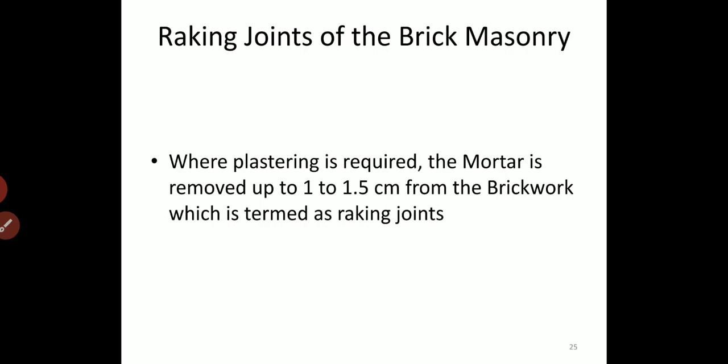The next is raking joints of the brickwork. Where plastering is required, the mortar is removed up to 1 to 1.5 cm from the brickwork, which is termed as a raking joint. You got it? What is a raking joint? You have to remove some extra mortar for the plastering purpose. That is 1 to 1.5 cm of the brickwork. That is called a raking joint. This raking joint helps to bind the plaster to the brickwork. Okay.